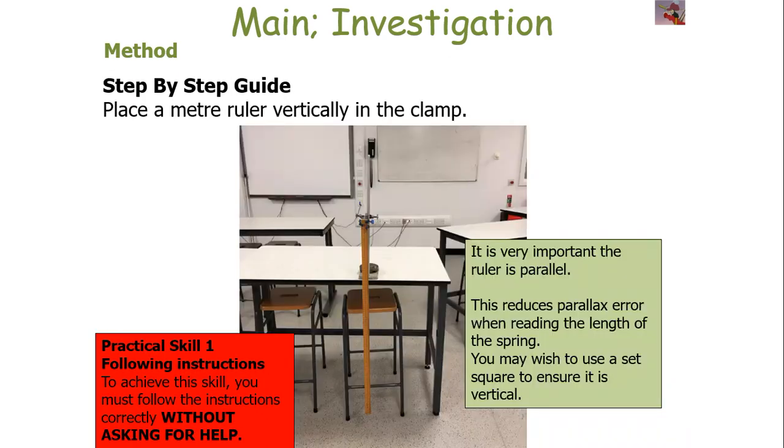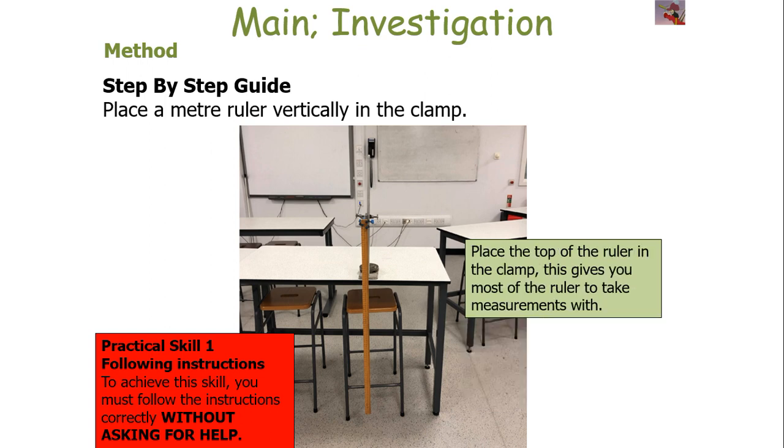You'll then place a meter ruler vertically in the clamp. It's very important the ruler is parallel because it reduces what we call parallax error when reading the length of the spring. Now, to help you set this up, you would use a set square to ensure that your meter ruler is vertical. You place the top of the ruler in the clamp, which gives you most of the ruler to take measurements with.